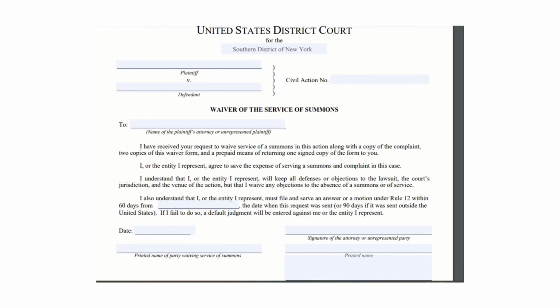This is the waiver of the service of summons. This document will be returned to the plaintiff. Remember, the plaintiff sends this waiver of the service of summons to the defendant. The plaintiff should also include a copy for the defendant to sign and return with a self-addressed stamped envelope. So we start with the caption, same information, and to the plaintiff, because this is coming from the defendant to the plaintiff. And the defendant is able to complete this, put it in that self-addressed stamped envelope, and send it to the plaintiff. Simple as that.